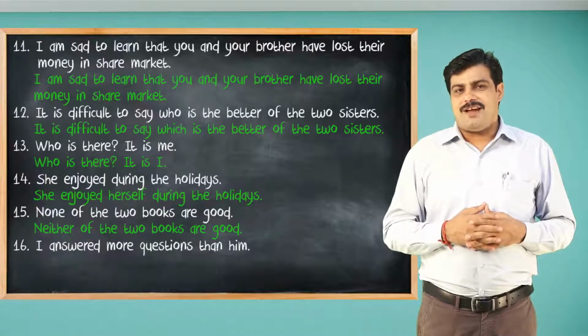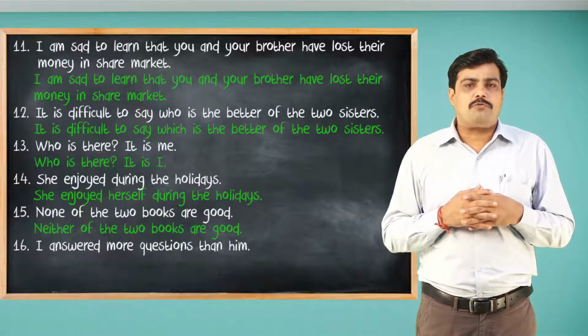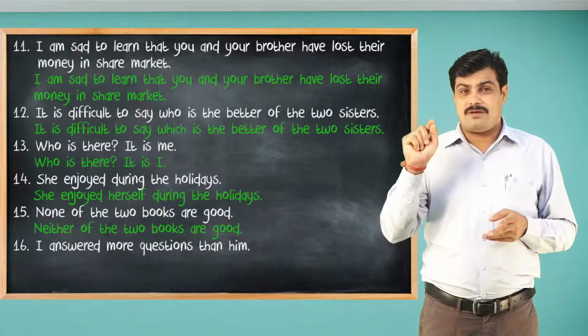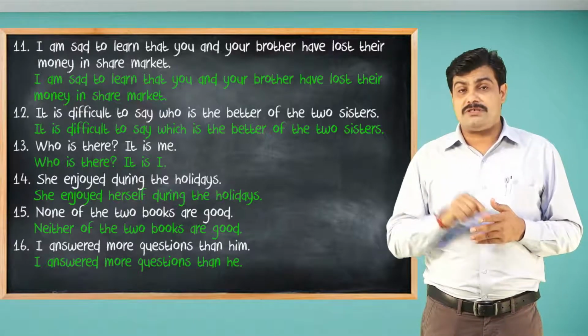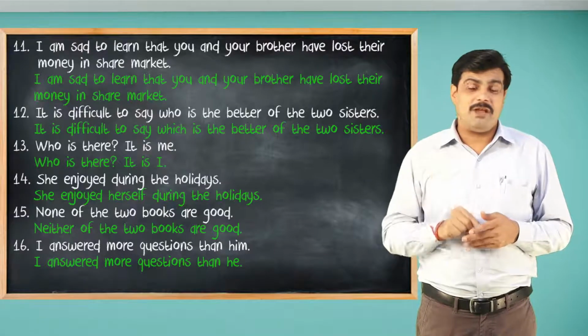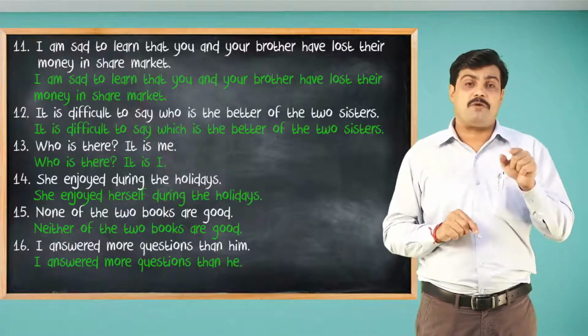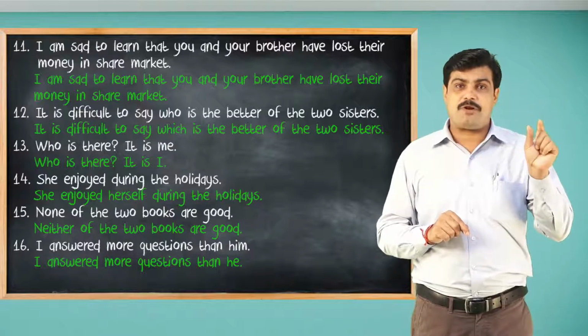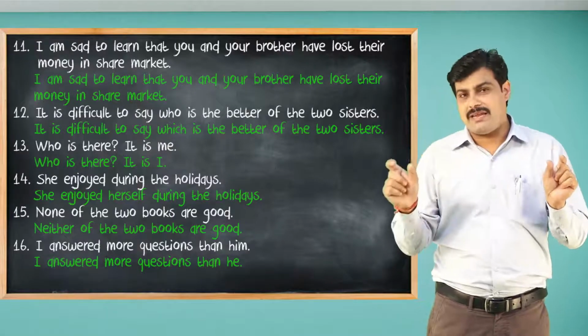Another sentence: I answered more questions than him. The last pronoun we used, him, is wrong here. It must be he, because here is a direct comparison from I as a pronoun to the last one, he.